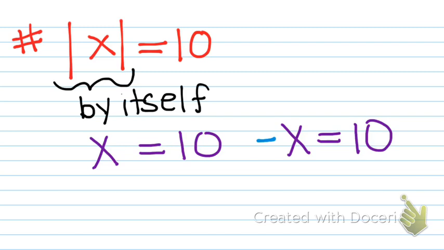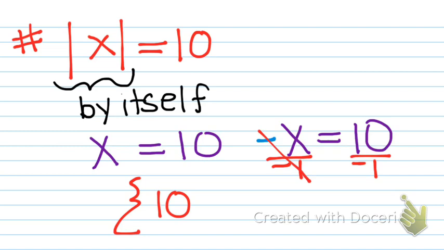Now, you need to solve for x in both problems. Since the first one is already solved, we know one answer for the problem is 10. However, the other problem is not solved for x. Therefore, we divide both sides by the number in front of x and cross the numbers out, and x equals 10 divided by -1, which is -10. And there we have our second solution.